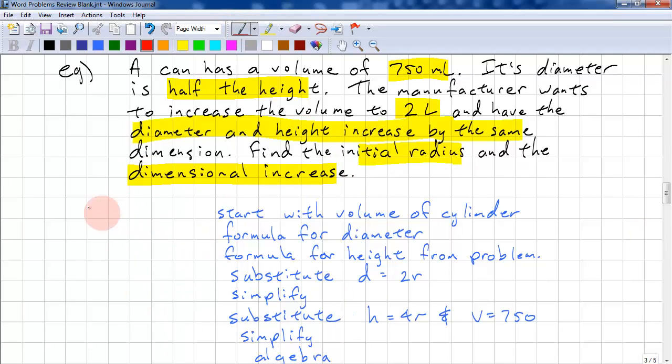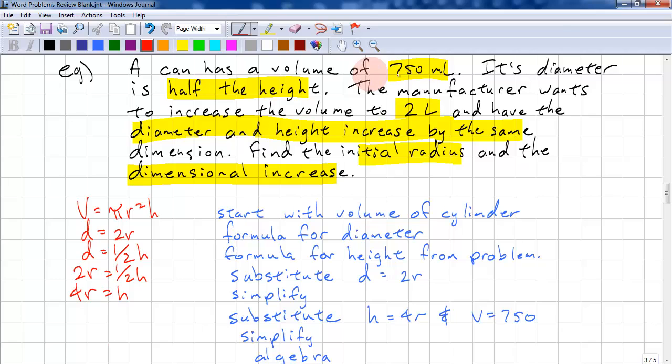Okay, let's start off with the volume of the cylinder from our formula sheet. That's volume equals pi r squared h. Since we have the diameter, we need the formula of the diameter, and the diameter is 2r. The diameter is also half the height. Since our formula involves r and h, we want to eliminate d, and there's a simple substitution. 2r equals 1/2 h. I prefer to have no fractions, so I'm going to solve for h. I'm going to divide this side by 1/2, so that's 4r.